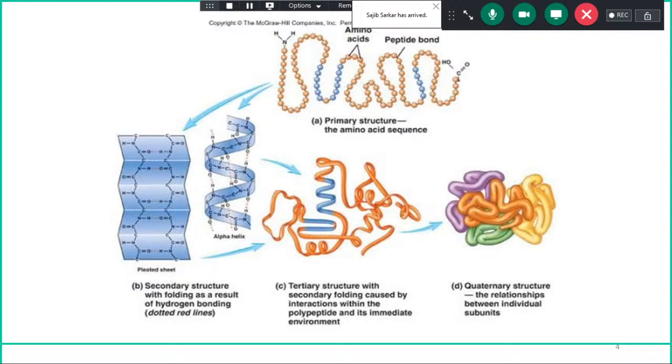So the subunits can be identical, leading to a homologous protein, or they can be heterogeneous. If non-identical subunits are there, then it is called a heterogeneous protein. So please give me an example of a quaternary protein. Yeah, hemoglobin is a very good example of quaternary structure.